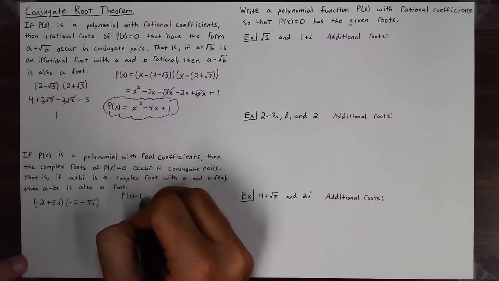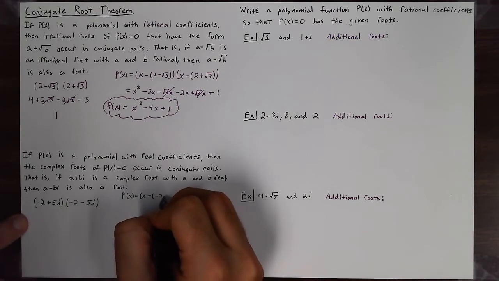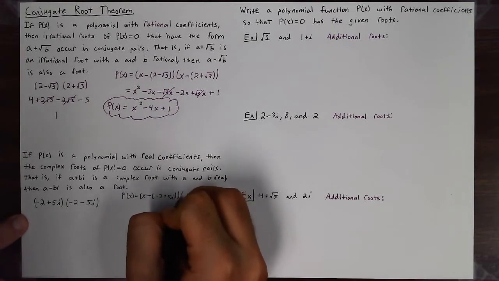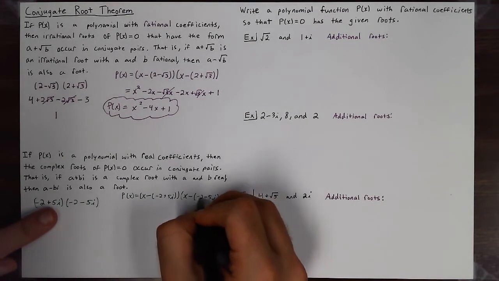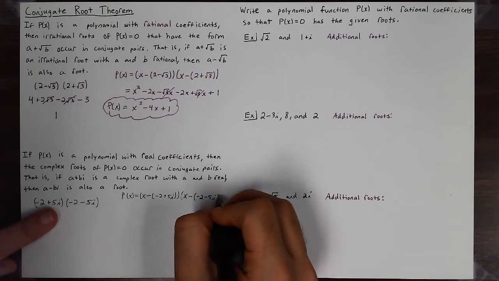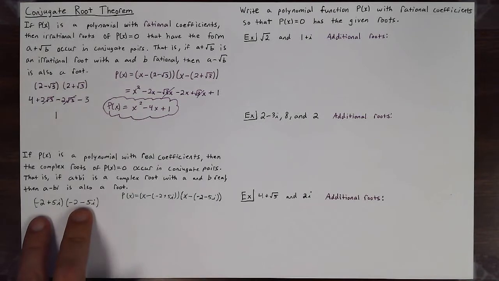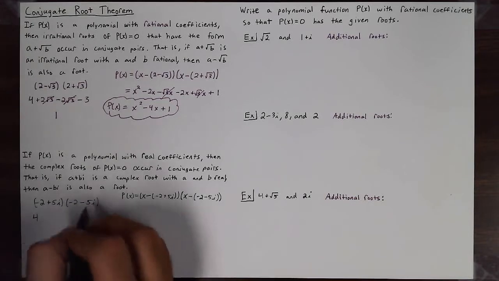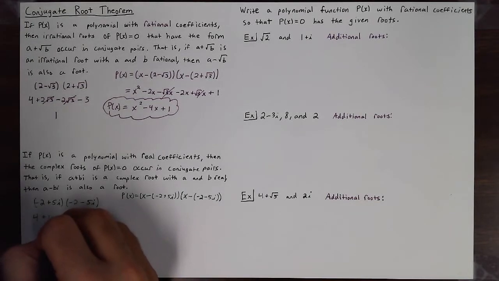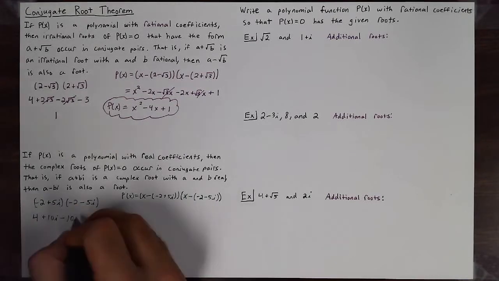P of x is equal to x minus the left root, so negative 2 plus 5i, and x minus the other root, negative 2 minus 5i. But you see here, if I multiply by complex conjugates, we have negative 2 times negative 2, which is 4. Negative 2 times negative 5i is plus 10i. 5i times negative 2 is minus 10i. And 5i times negative 5i is minus 25i squared.